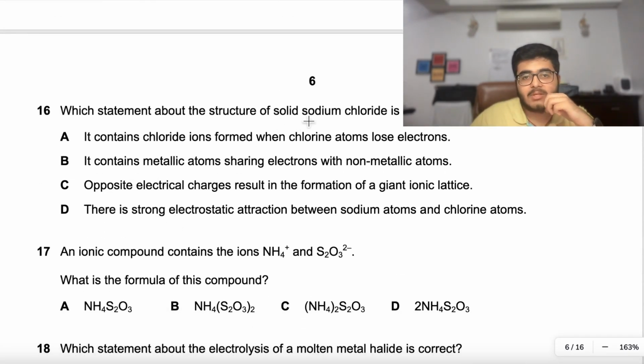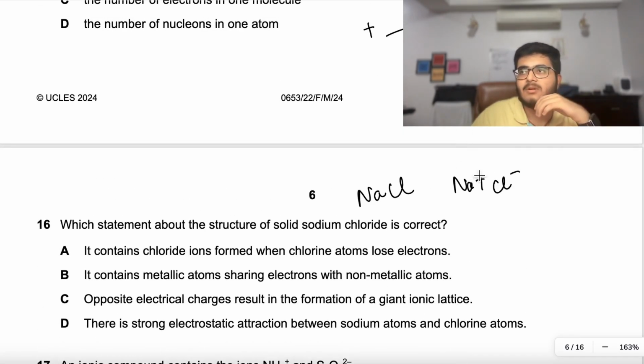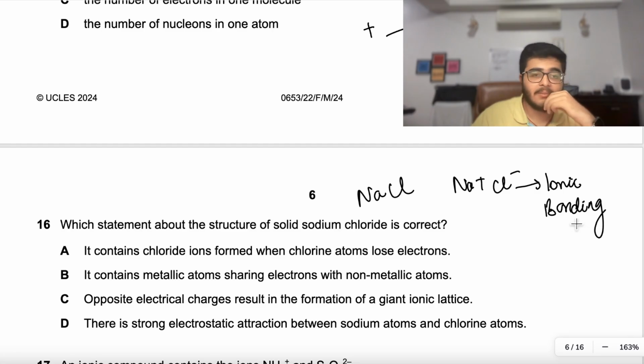Which statement about the structure of solid sodium chloride is correct? So we all know solid sodium chloride is NaCl, and NaCl is nothing but Na+ and Cl-. So they have charges, right? This is a force caused by charges. So NaCl, Na+ Cl-. These are electrostatic forces. And where do we find these forces? We find these forces in ionic bonding.